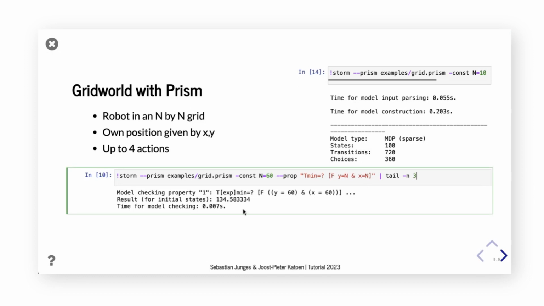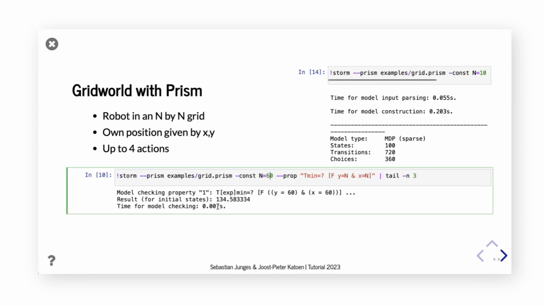And we want to do this for a slightly more interesting grid. So this is a 60 times 60 grid. And then you see that the result is that in 134 steps, on average, you can get to this corner. And we compute that almost instantly.